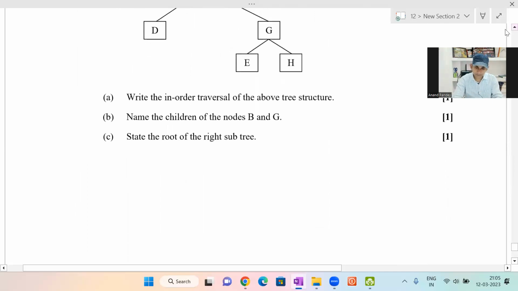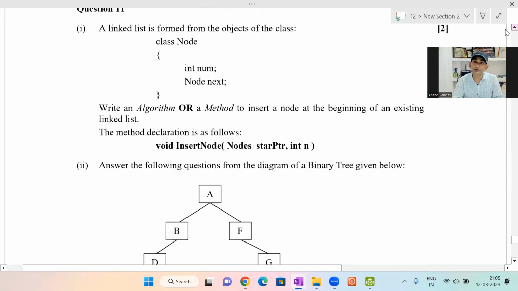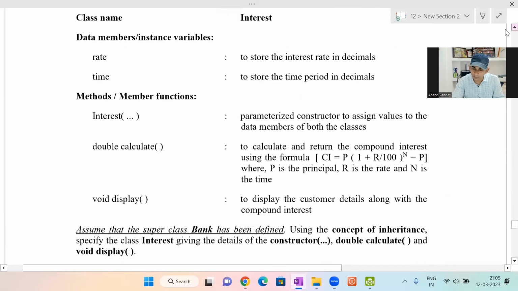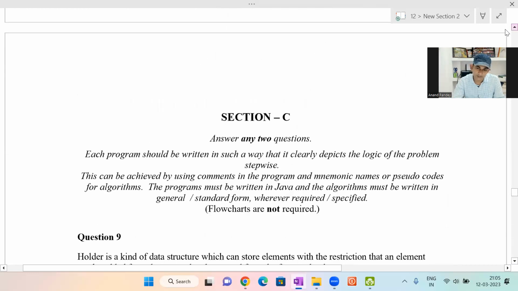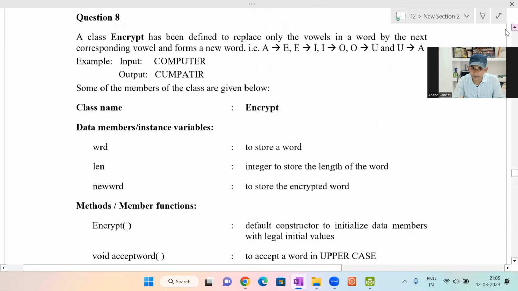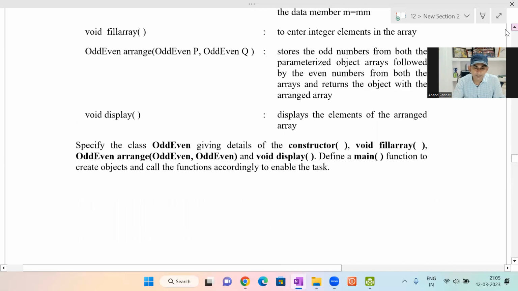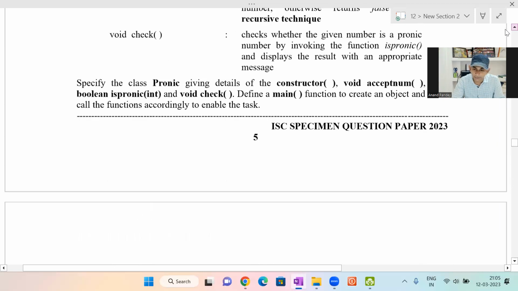So it is all about the pattern of the question paper. Please download this specimen paper from the council website and go through it. This is the first thing, as I told before: when preparing for any question paper, you must know the pattern of the question paper.